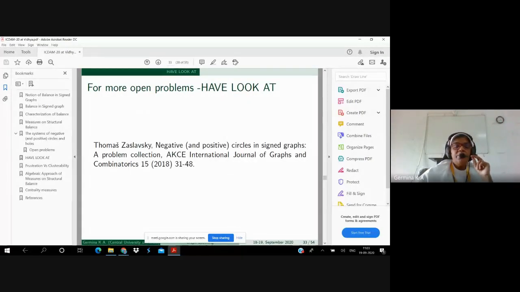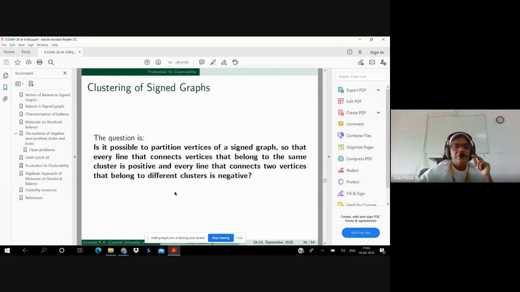Again, I am telling you, if you are really interested, kindly have a look at this International Journal of Graphs and Combinatorics, published in 2018 by Thomas Zaslavsky. The paper title is Negative and Positive Circles in Signed Graphs.